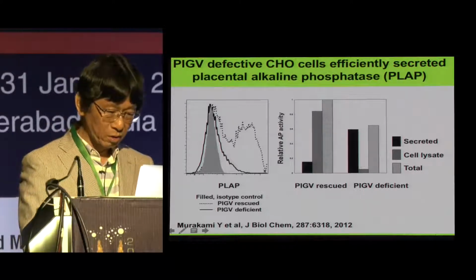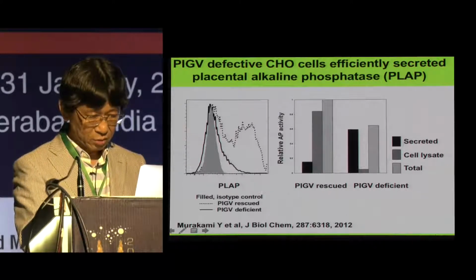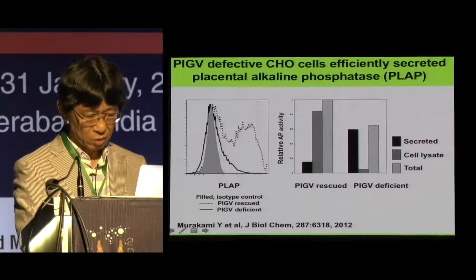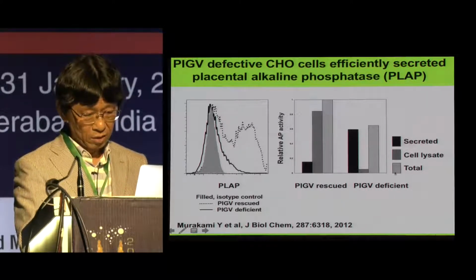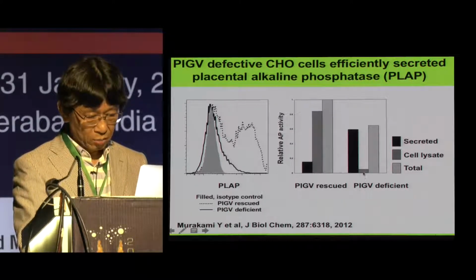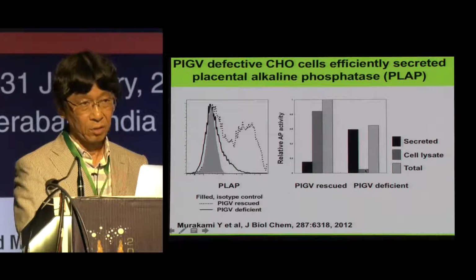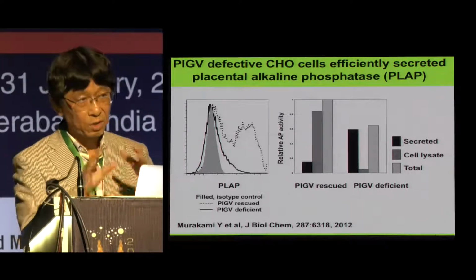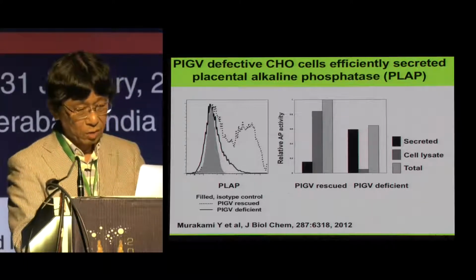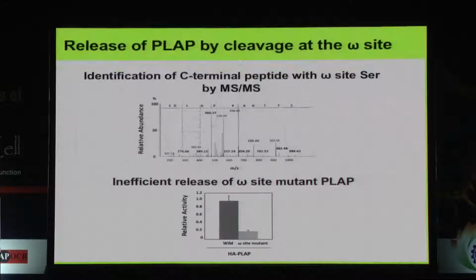But if we measure the phosphatase activity in the normal cells, most of the alkaline phosphatase activity is in the cell lysate, associated with the cell. Only a small activity was found in the culture supernatant. In the case of the PIGV mutant, most of the activity was found in the culture supernatant, and the cell-associated enzyme activity is very low. So a lot of the alkaline phosphatase is secreted into the medium. We purified the secreted alkaline phosphatase from the culture supernatant and determined the structure by mass analysis.